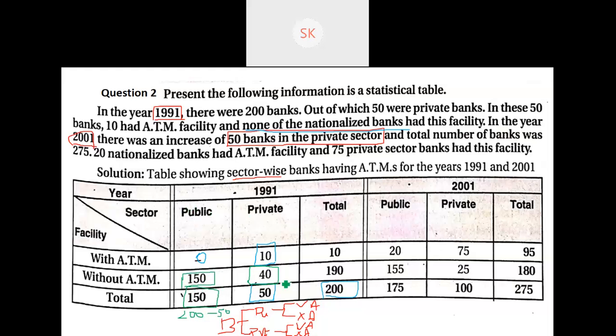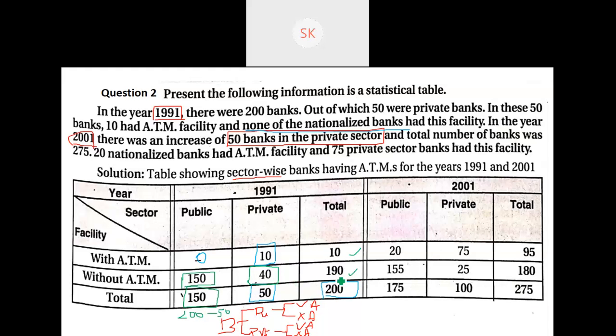So we have almost completed the first, 1991 year table. Now let's add up all the numbers. 0 plus 10 is 10. 150 plus 40 is 190. 150 plus 50 is 200. So this is your 1991 table. Any doubts in this? Hope everybody understood this.